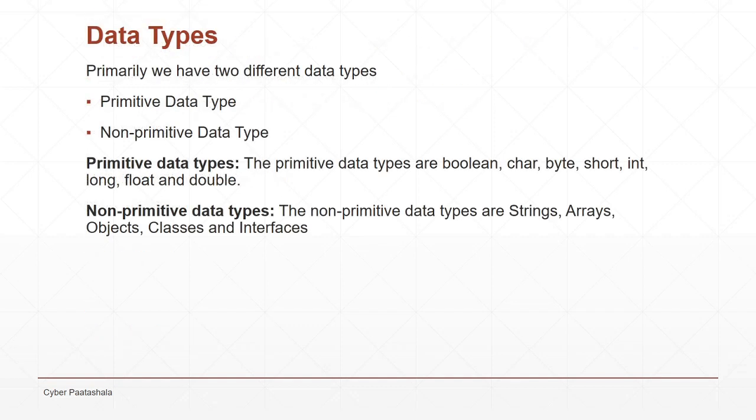Next is data types. Primarily we have two different data types. One is primitive data types and the next one is non-primitive data types. Under primitive data types we have boolean, char, byte, short, int, long, float and double. These are the primitive data types. Under non-primitive data types we have strings, arrays, objects, classes and interfaces. So we can also say that primitive data types are predefined data types and non-primitive data types are custom defined data types.